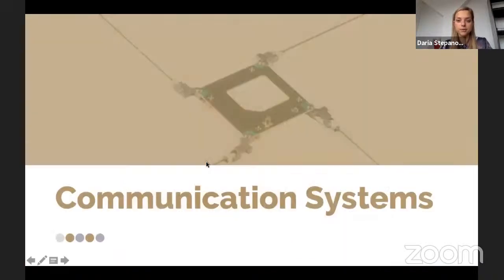Any questions about onboard computers? If not, can we continue? Okay.